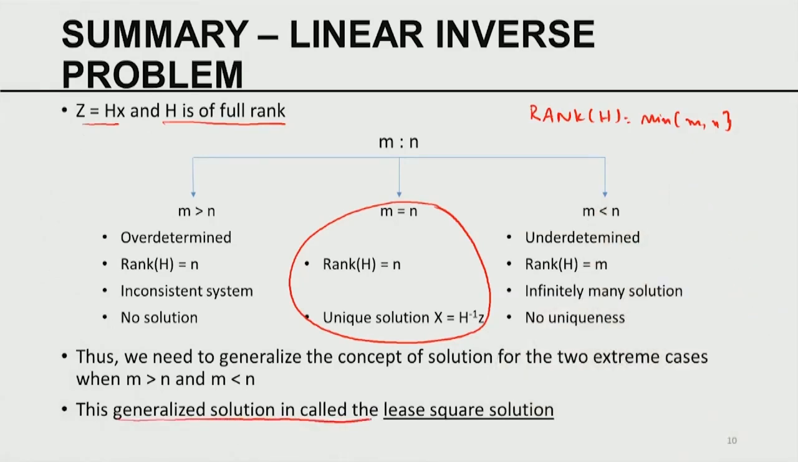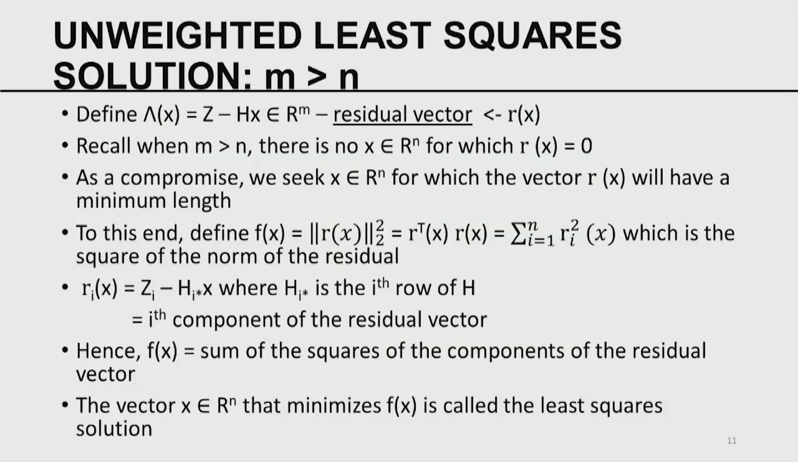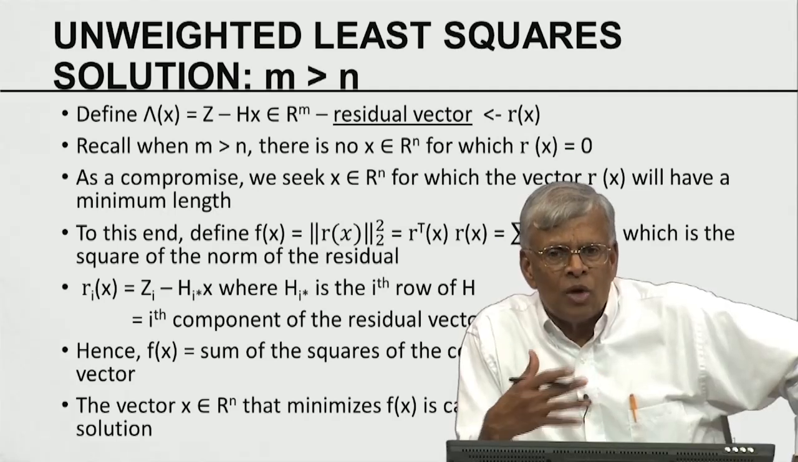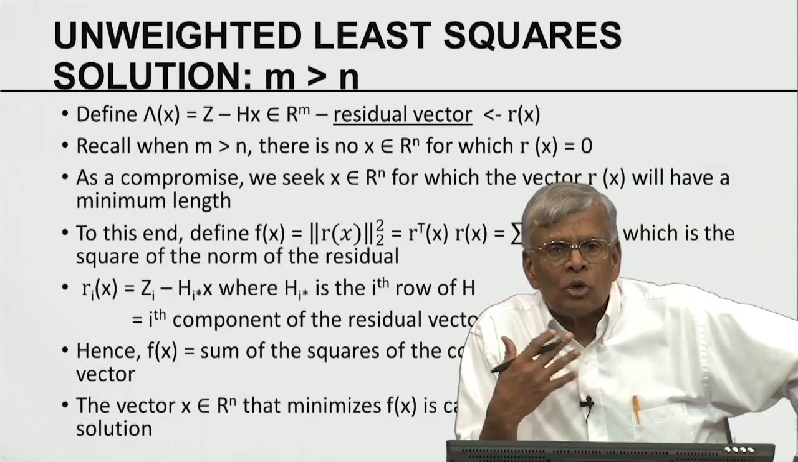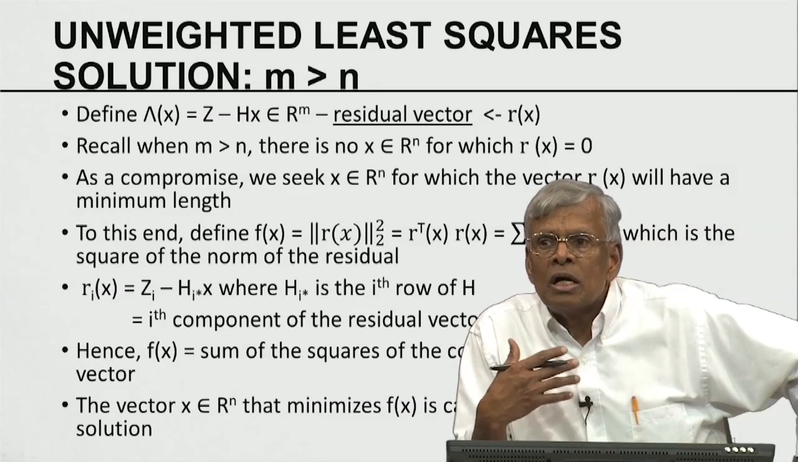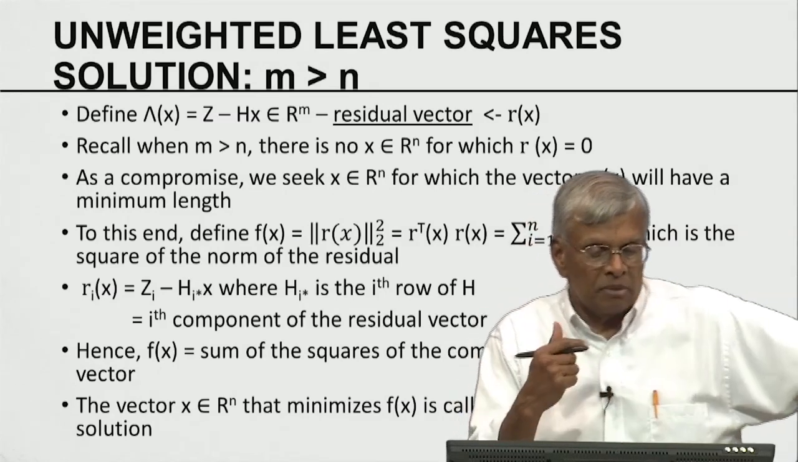Therefore, the least square solution is a very special class of solutions that one has to develop to solve overdetermined and underdetermined cases. So now that we have seen the formulation of the problem, the linear static deterministic linear least square problem has two versions. One is the underdetermined, another is the overdetermined. Now I am going to move towards developing a strategy to solve the problem.